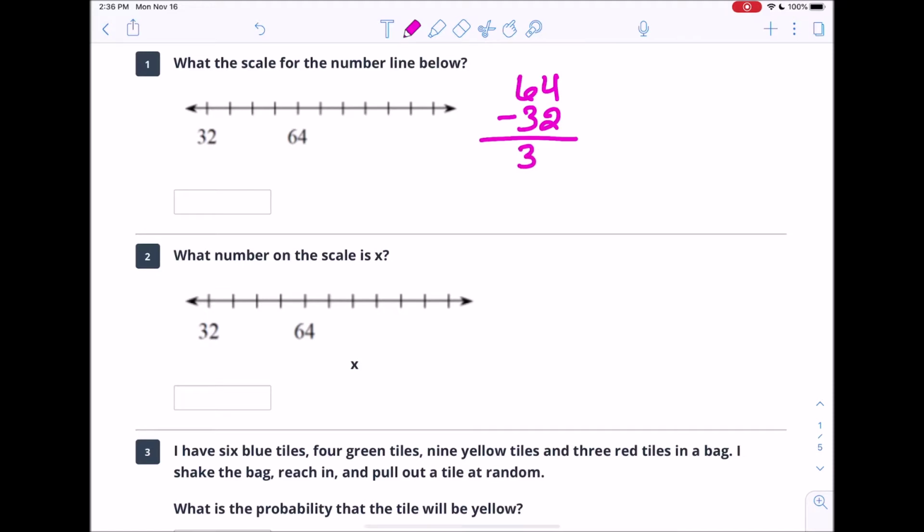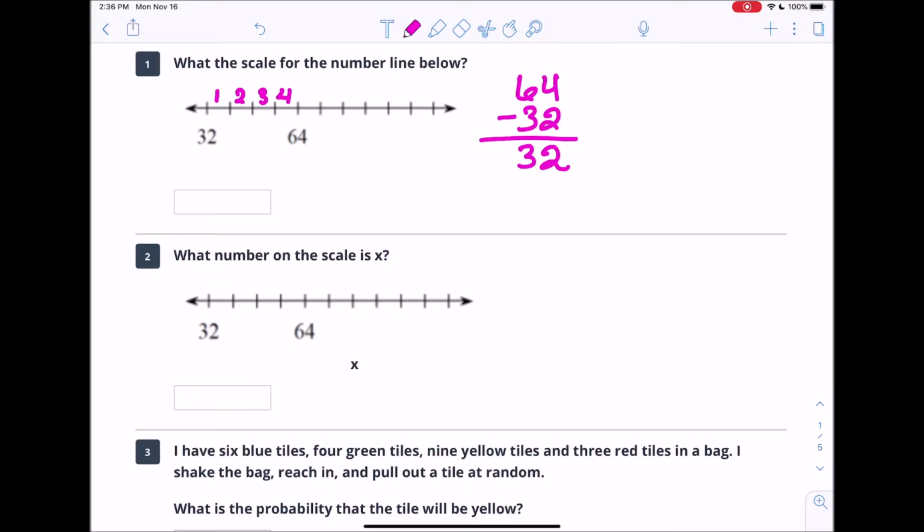and you end up with 32. Then you count the number of spaces between the 32 and 64. And by spaces, I don't mean the ticks, I mean the spaces in between. So 1, 2, 3, 4. There are 4 spaces between 32 and 64.